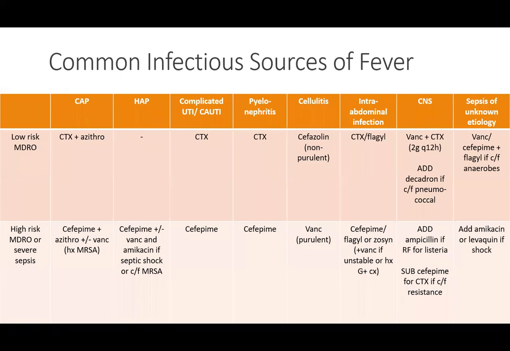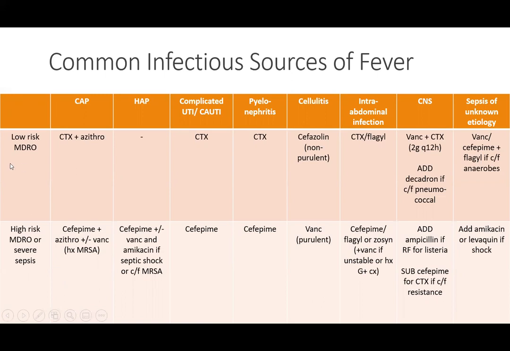This next slide is supposed to be busy on purpose, and it's not meant to be something that you memorize. So these are the most common infectious sources of fever. And the goal of this slide is to show you how much overlap there is empirically. So we've got our pneumonias, our UTIs, our skin infections, our abdominal infections, CNS infections, and then sepsis of unknown etiology.